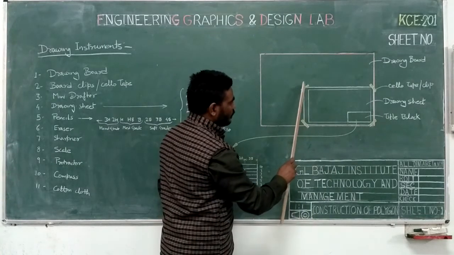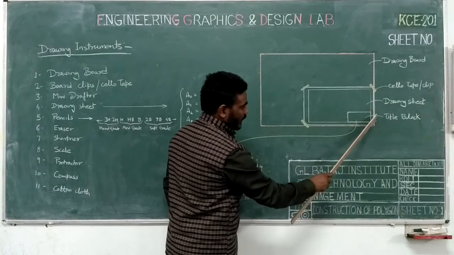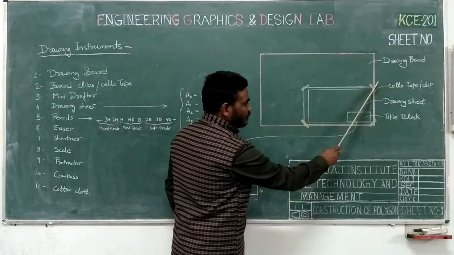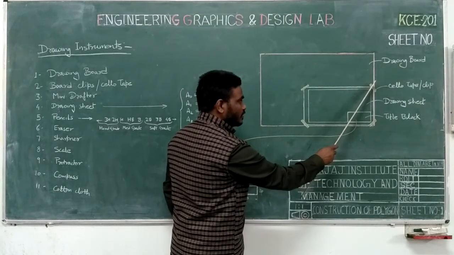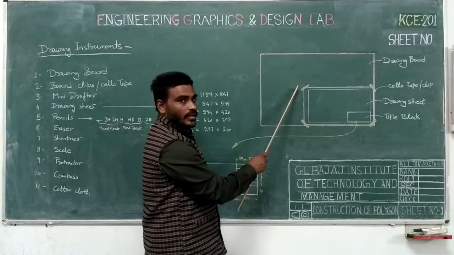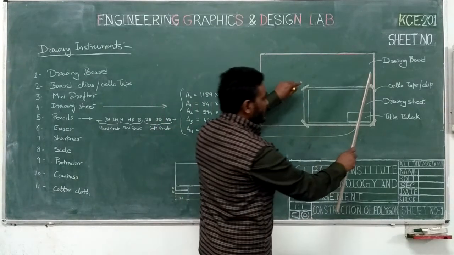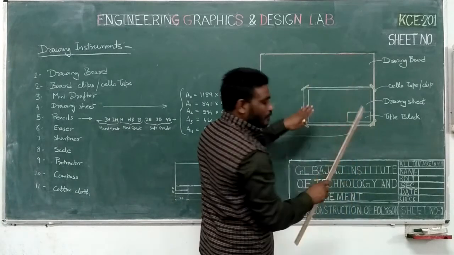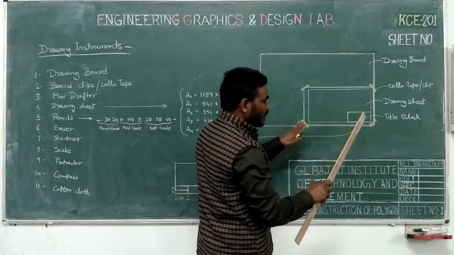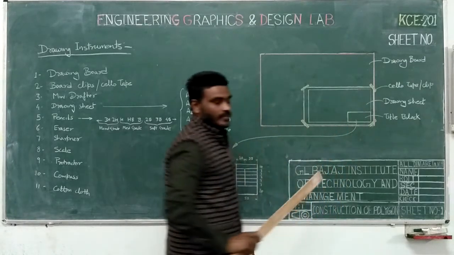and with the help of this shallow tape. On this side we can also use the board clip, but at the middle portion we must use the shallow tape. With the help of the shallow tape, we have to place our A2 size sheet at the right bottom corner of the drawing board.